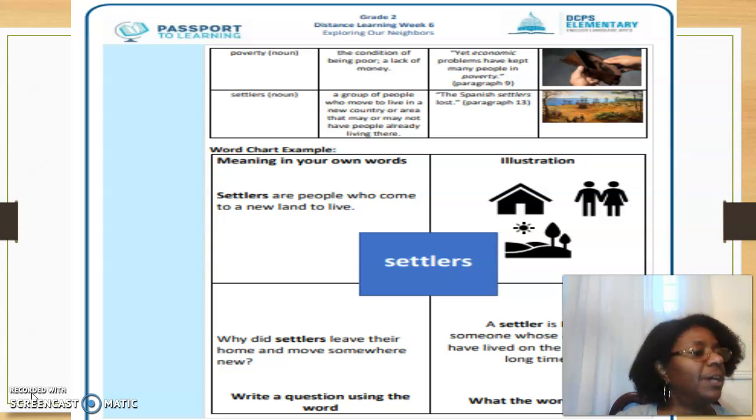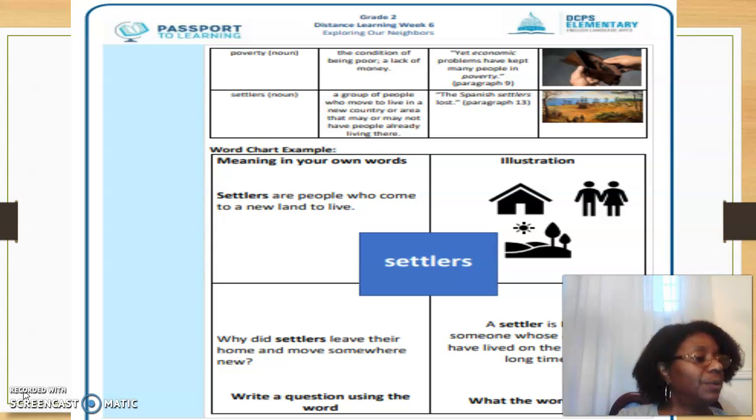Right across from that, you'll see the box that says illustration. In the illustration box, they have a picture of some people in a house and a land. This is letting us know that people come to a new land to live, right? Down at the bottom on the left, you have to write a question using the word settlers. The question written here is, why did settlers leave their home and move somewhere new? Good question. And the last box says what the word is not, so what settlers does not mean. This example says a settler is not someone whose ancestors have lived on the land for a long time.